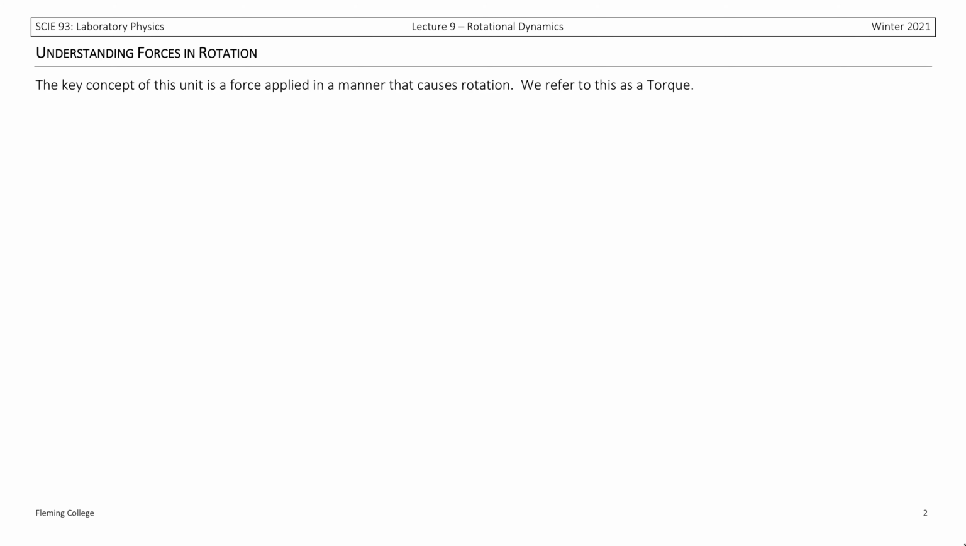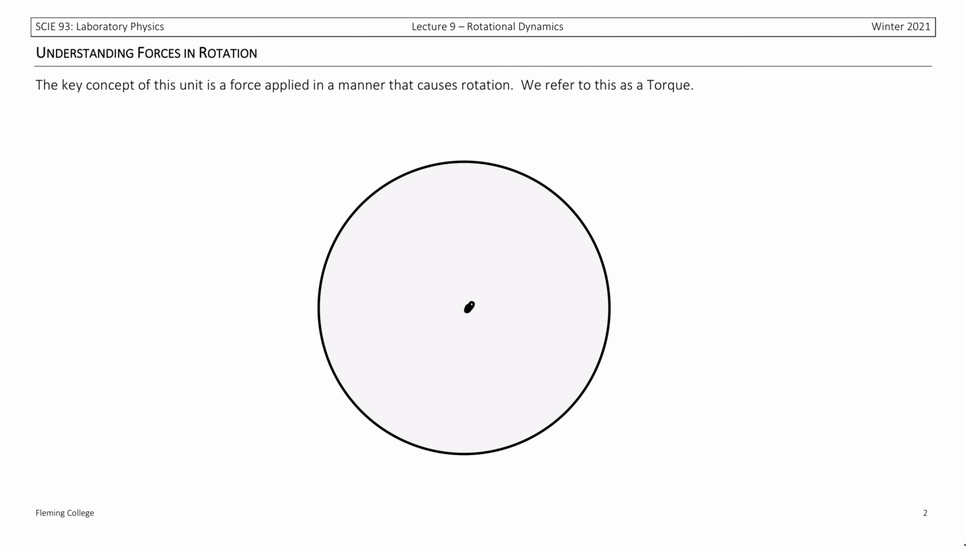To understand forces in rotation, the key concept is that we need to consider forces that are applied in a manner that will cause rotation. If we consider a circular path of motion that has an axis of rotation and a known radius length, a force applied at the edge of that radius will induce an angular acceleration and hence an angular velocity in the relative direction that the force is applied. Forces applied in a way that induces this rotational motion have a special name, and we refer to them as torques.